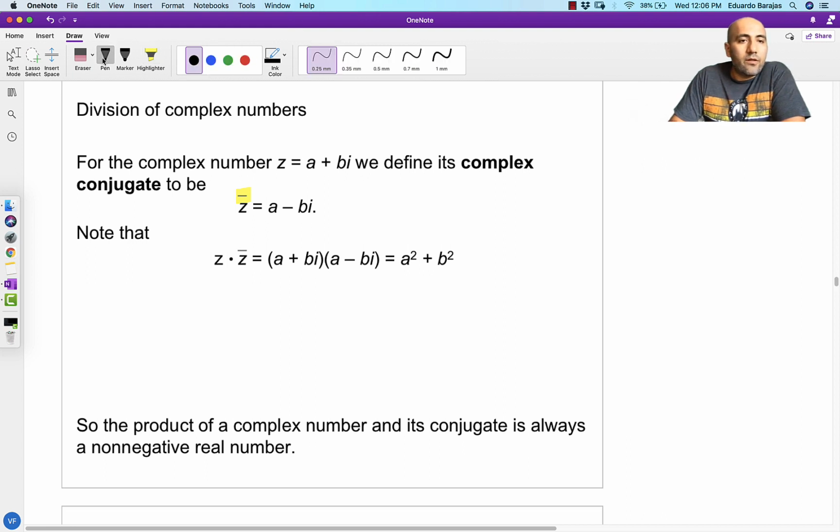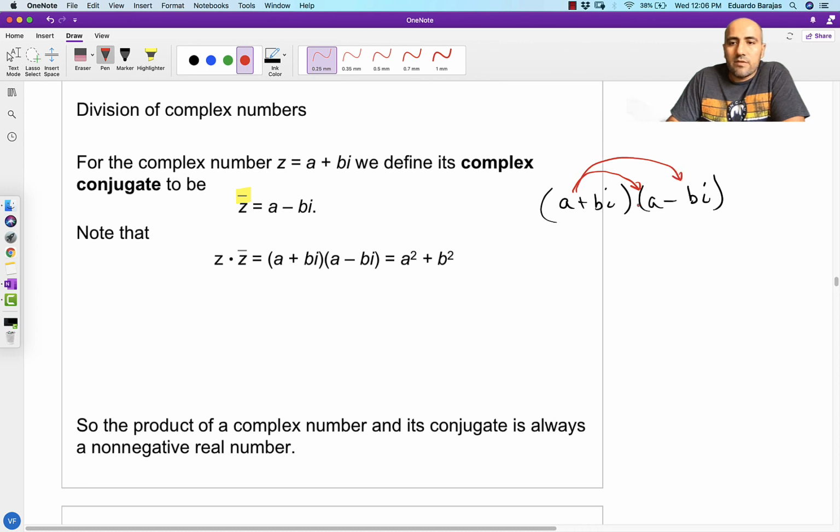So let me FOIL those out to see how this is determined. If we have a plus bi times a minus bi, and then we proceed to FOIL these, this times this, this times that, this times this, and this times that, we end up with a squared for the first terms, and then minus abi from the outside two, the inside two become plus abi, and then the last two, minus bi times another copy of bi.